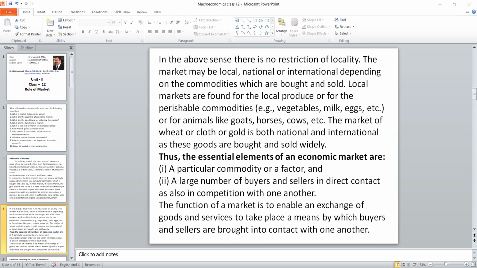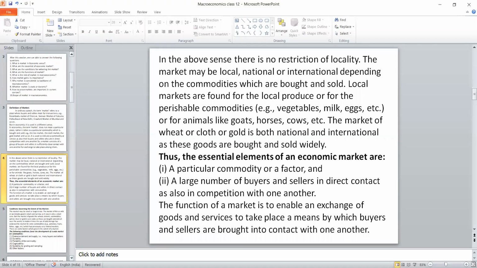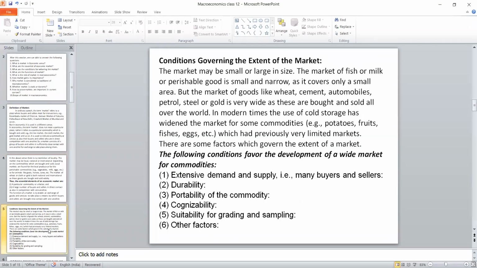Let's move to the next stage. Now we are talking about the condition to widen the market. The market may be of different size. It may be small, it may be medium, or it may be large size. But which decides the size of the market? The type of product decides.